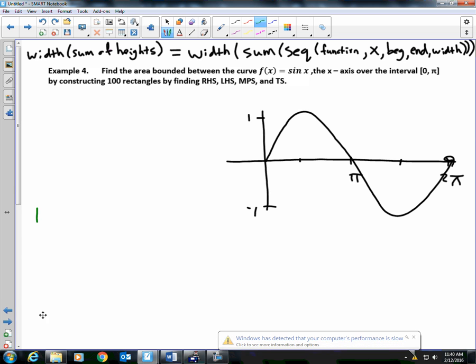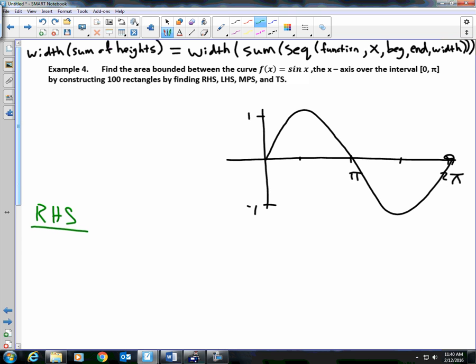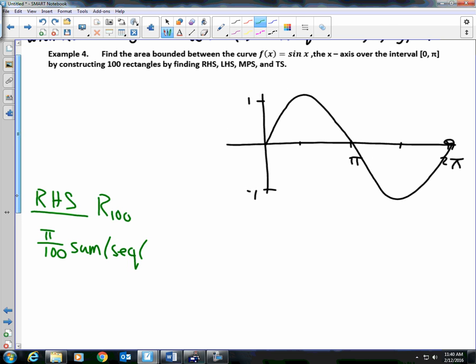Let's start with the right-hand sum. So we will do right hand of 100 rectangles. What is the length of the interval? Pi. If we divide it up into 100 pieces, what's the width of each? Pi over 100 times the sum of the sequence of, what's our function? Sin of x.